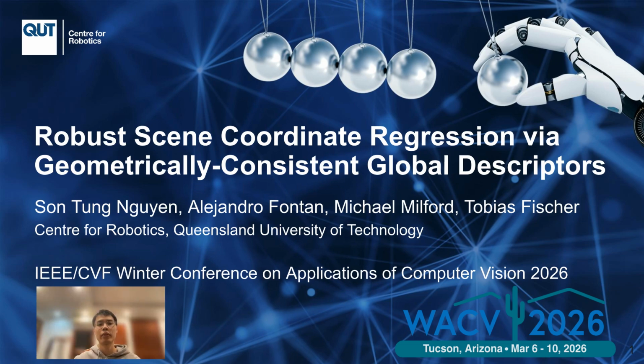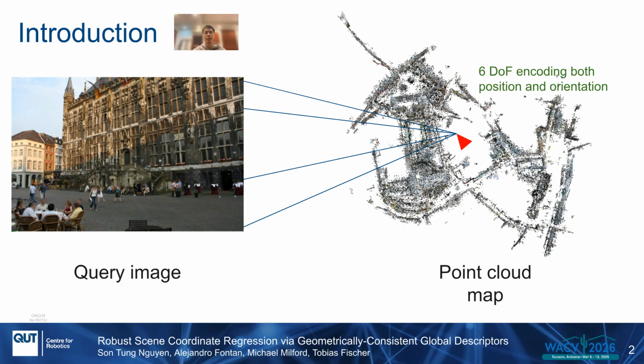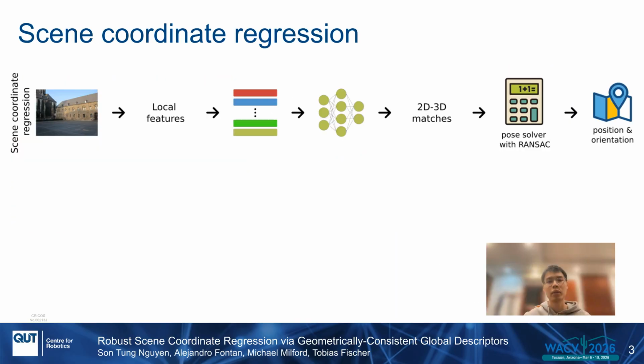We present our WACV 2026 paper, Robust Synchronous Regression via Geometrically Consistent Global Descriptors. In this paper, we tackle the visual localization task where we are given a query image and must find the 6 degree of freedom camera pose for this image with respect to the map. We focus on solving the visual localization task with synchronous regression.